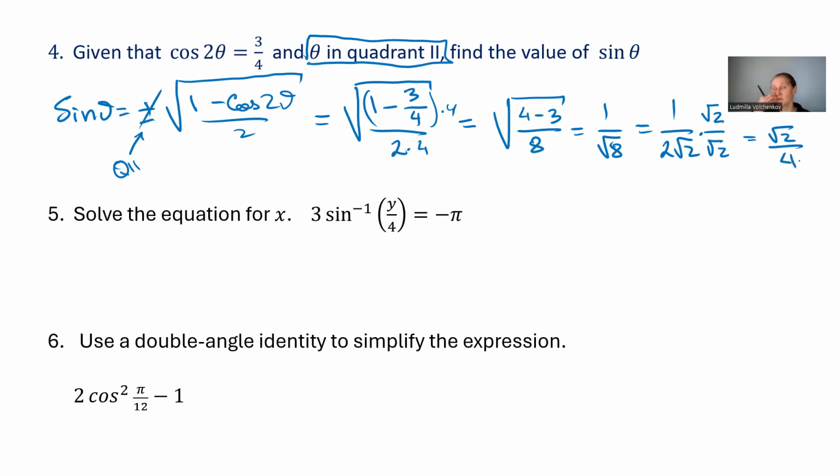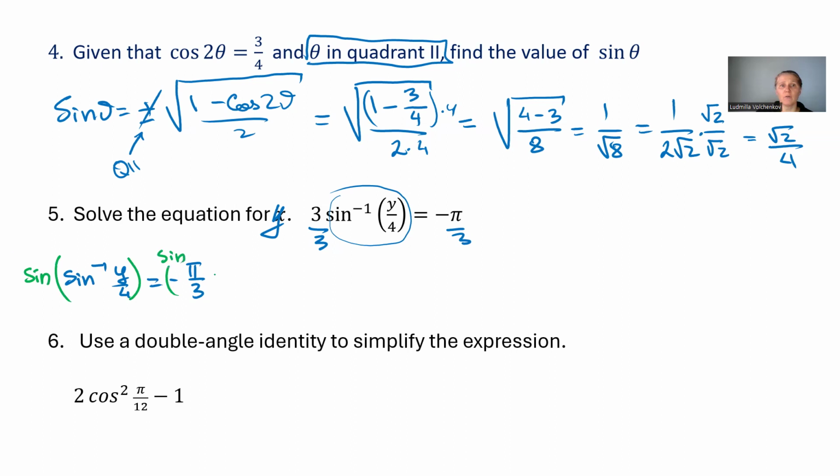Next one, solve the equation for y. So first let us isolate the trigonometric function on the left, dividing by 3 on the left and on the right. Then sine inverse of y over 4 equals negative pi over 3. Then you can use the definition of the inverse function, or we can say let us act with the inverse function, sine, on the left and on the right of this equation.